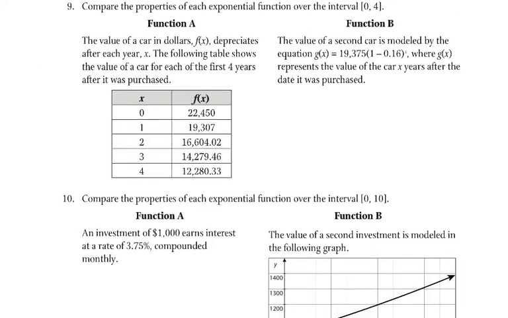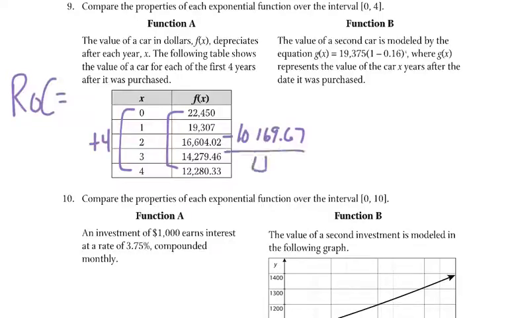Alright, number 9 and 10. Let's finish these guys out. Seems like this one took a lot longer than it should have. Alright, so interval 0 to 4. So adding 4 here. 12,280.33 minus 22,450 means it's a negative 10,169.67. So our rate of change would be this divided by 4, which would be a negative 2,542.42. Okay, this is dealing with the value of cars, which they do go down.